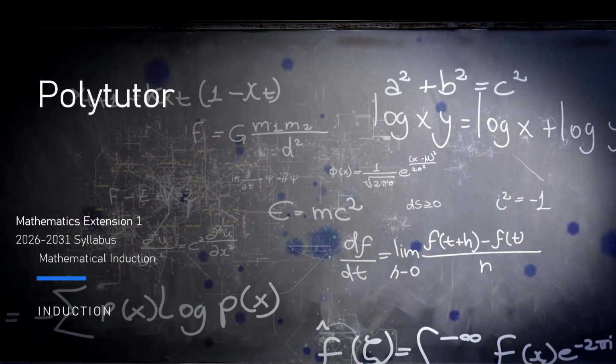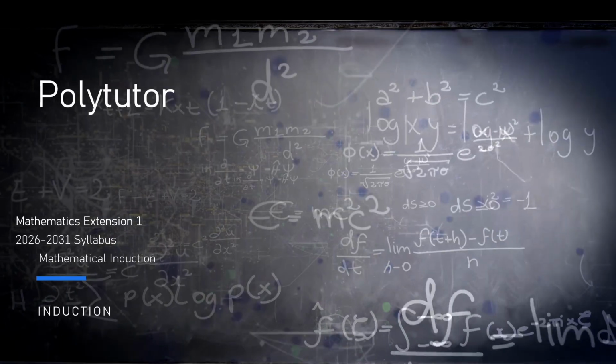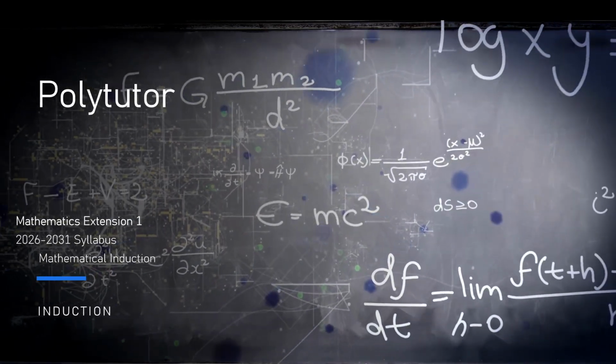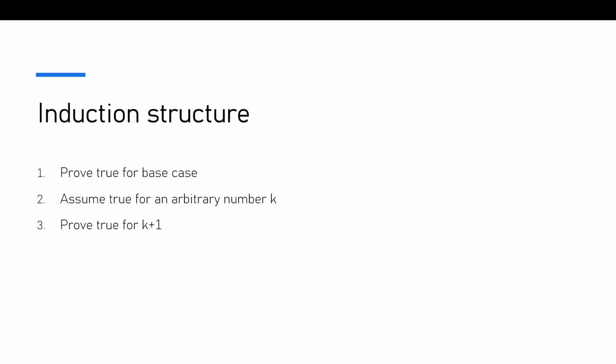Today we're going to be looking at induction proofs for the 2026 Mathematics Extension 1 syllabus. So the first thing we're going to get into is the structure for an induction proof. An induction proof is a three-step process by which you try to prove or disprove sort of like recursive sequences or like two related mathematical objects.